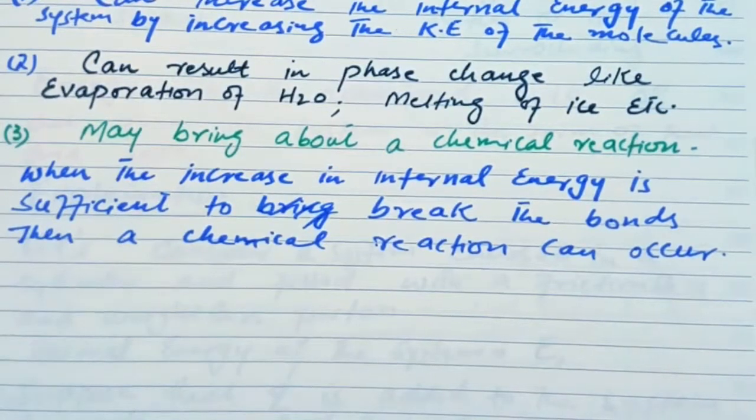Now all these three possible changes may occur when you change the internal energy of the system. By changing the internal energy of the system, it's only going to increase the kinetic energy of the molecules, or a phase change may occur, or a chemical change may occur. Now all these are the possible results of increasing the internal energy of the system.